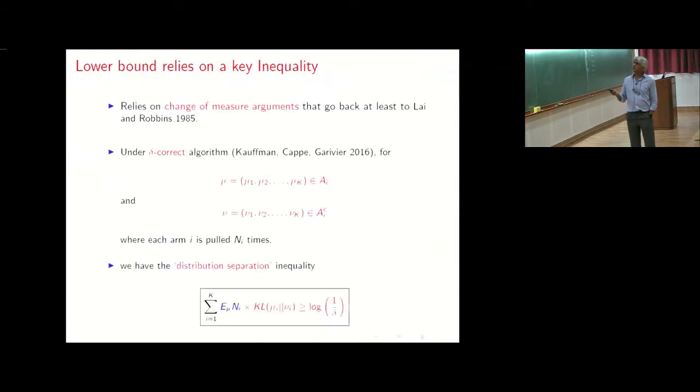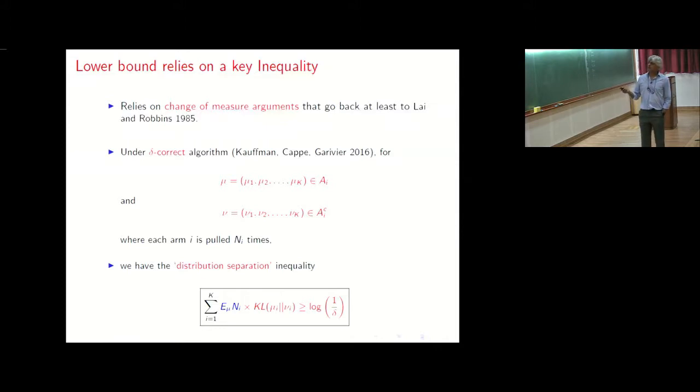So this lower bound is going to be key to all of the analysis in our talk today. What's nice is that now we have this explicit lower bound. This was not known until 3-4 years ago. It relies on change of measure arguments that go back to at least Lai and Robbins in 1985. Given that your algorithm has this delta-correct property, what lower bound does it impose on any instance of vectors of distributions?